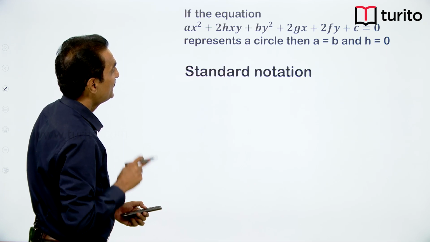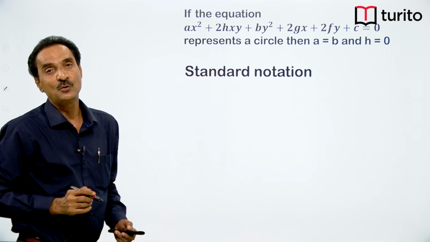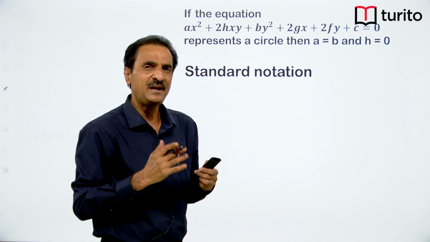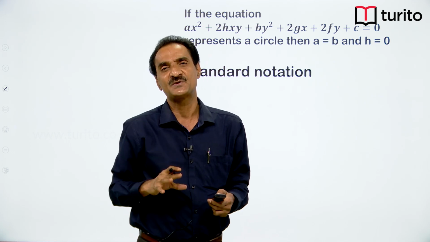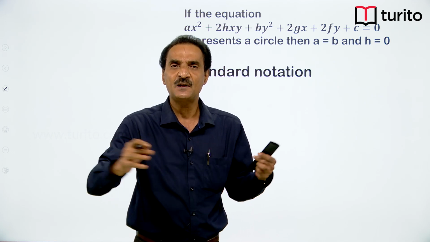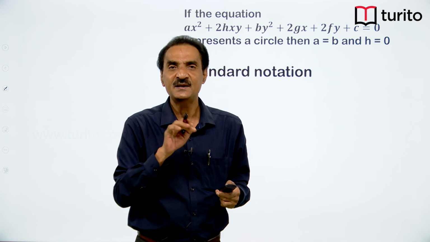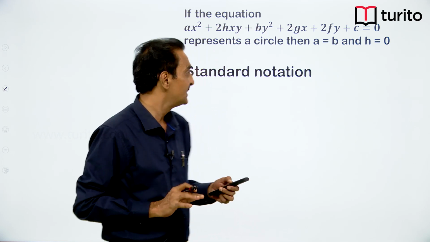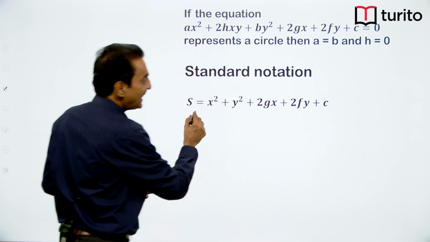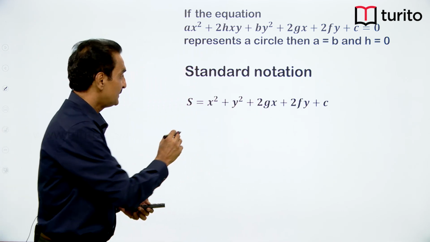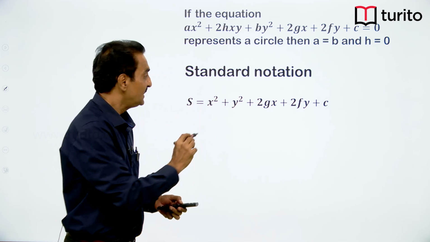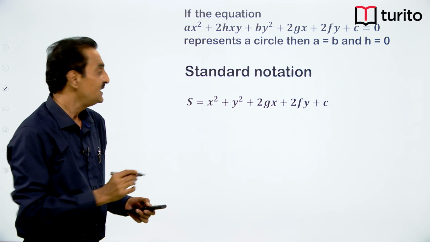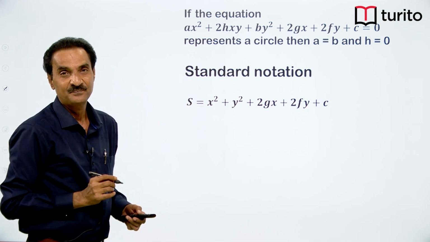We have a standard notation. In this chapter, we get many formulae in some particular expressions. So, instead of writing the long expressions, we denote them by some letters and we use the formulae in terms of those notations. Let us see. In the standard equation of the circle, the expression x square plus y square plus 2gx plus 2fy plus c is denoted by capital S.